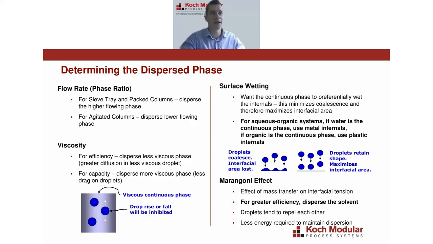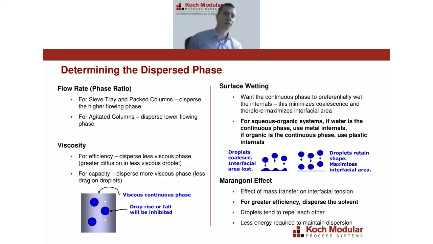Something else we look at is surface wetting, and Don also touched on this when he was talking about the packed column. The key takeaway here is that for the continuous phase, you want that material to preferentially wet the internals. So for example, if you had an aqueous organic system and the internals were metal, say for a Scheibel column with 316 stainless steel internals, you'd want that aqueous phase to be continuous if possible, because it would preferentially wet those internals.